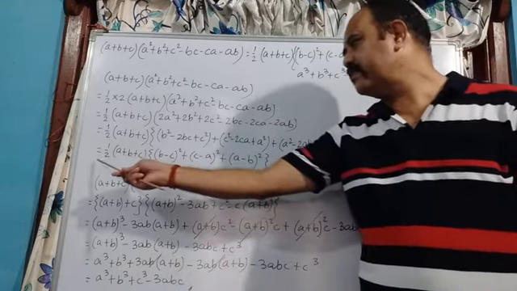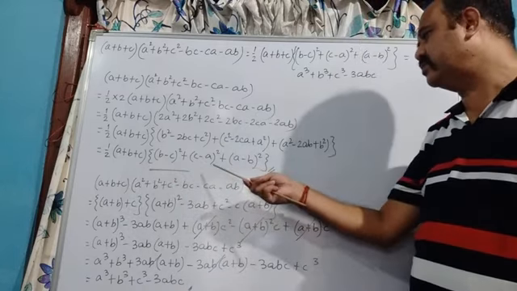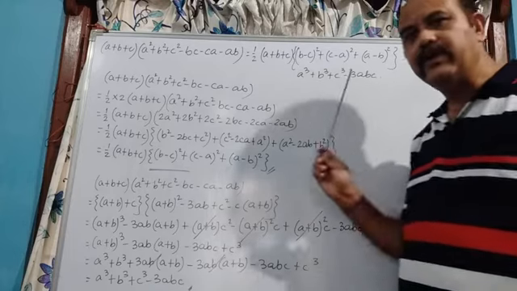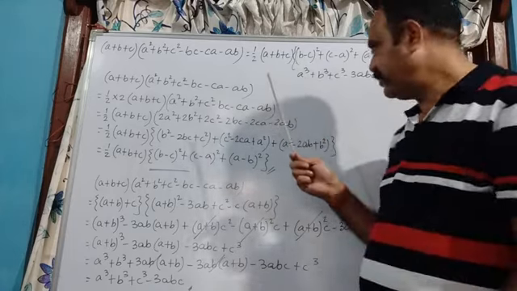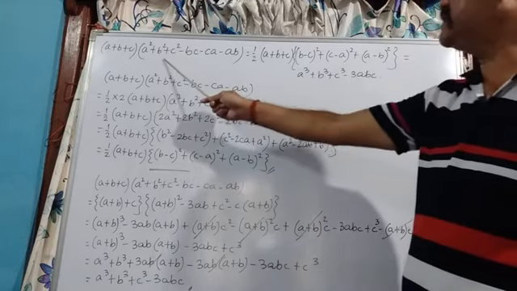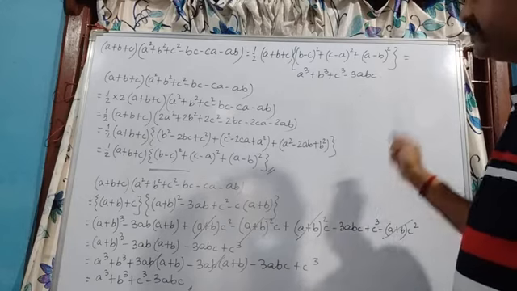Now wrap it up. Half into a plus b plus c multiplied by b minus c whole square plus c minus a whole square plus a minus b whole square. This is for the first one. Yes or no? Fine. Go to the second one. This must be equal to a cube plus b cube plus c cube minus 3abc. Fine.